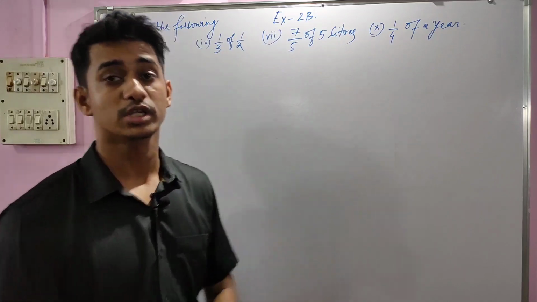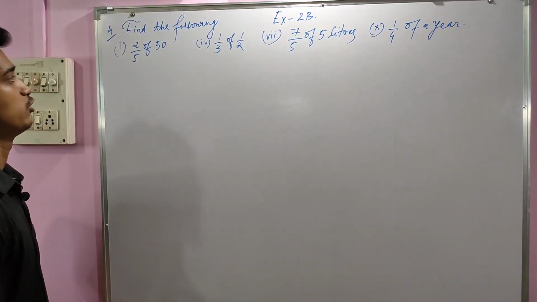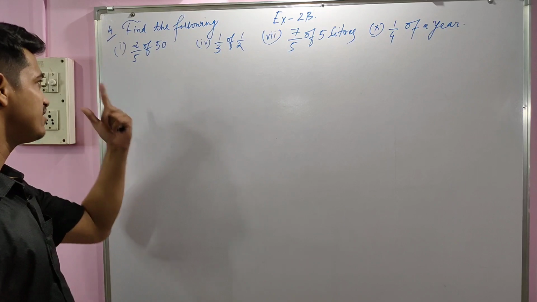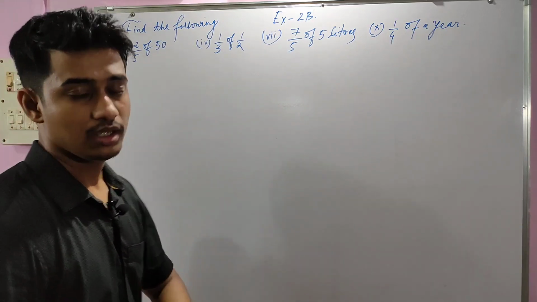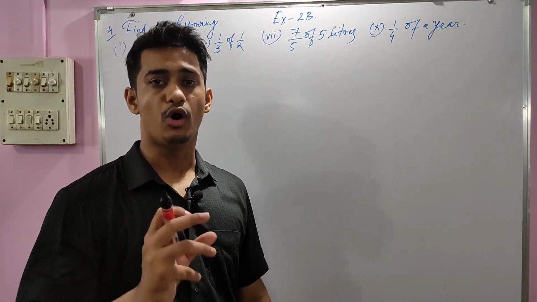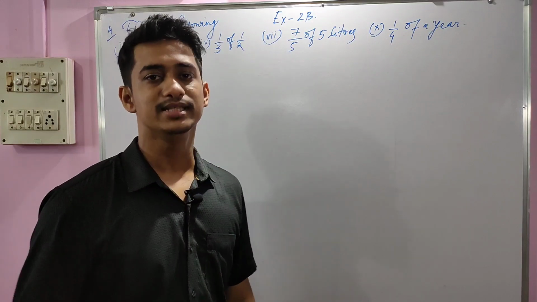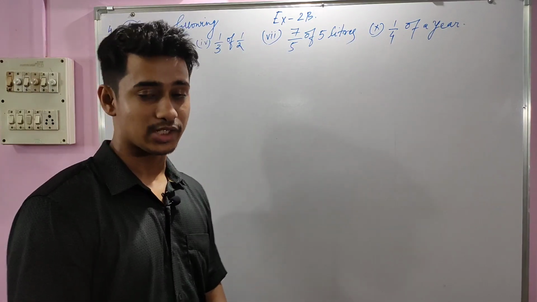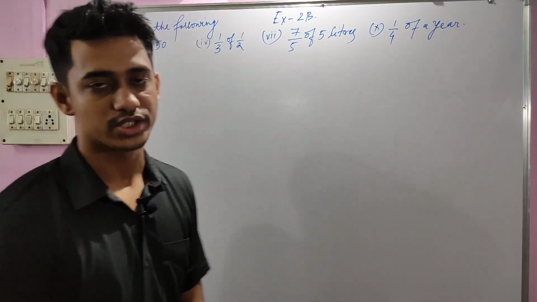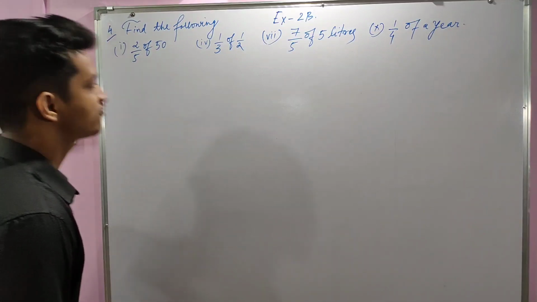So here is our question number 4. Question number 4 is find the following. The first question is 2 by 5 of 50. Now see, whenever the word "of" comes, we can easily understand that this is actually indicating multiplication. So 2 by 5 of 50.